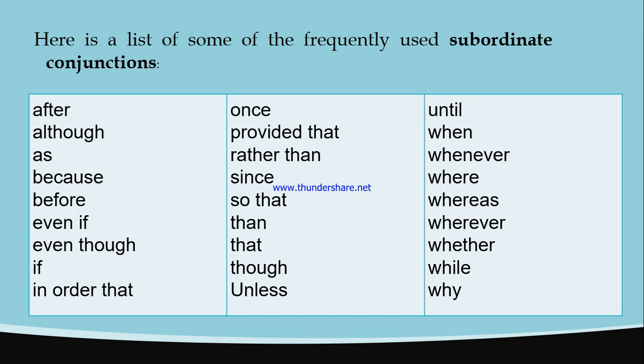Here is a list of some of the frequently used subordinate conjunctions: after, although, as, because, before, even if, even though, if, in order that, once, provided that, rather than, since, so that, then, that, though, unless, until, when, whenever, where, whereas, wherever, whether, while, why. All these are the subordinate conjunctions.